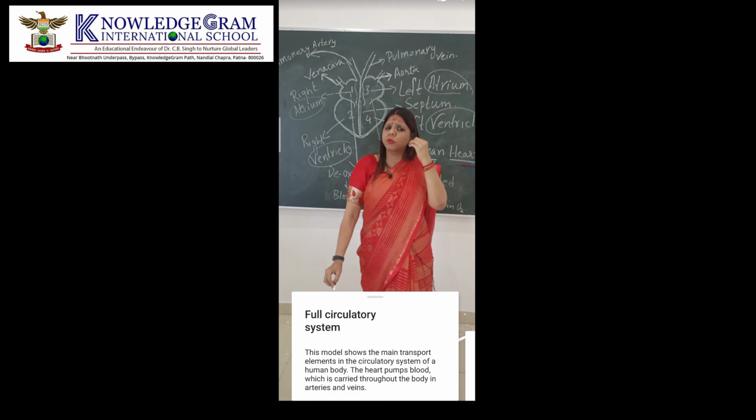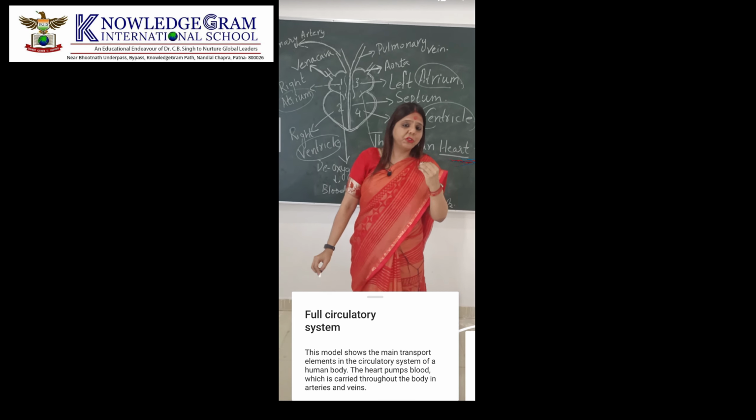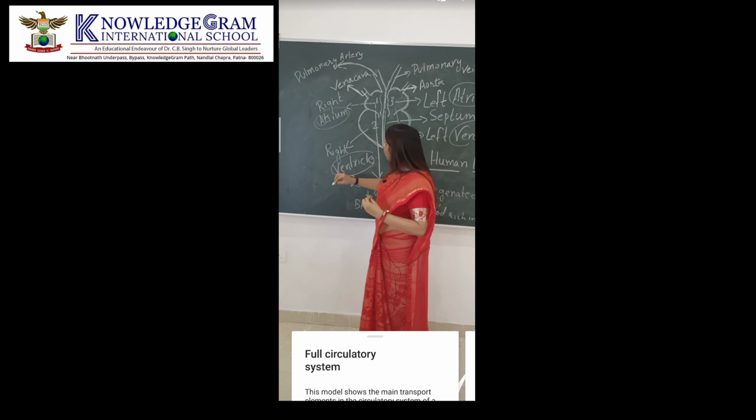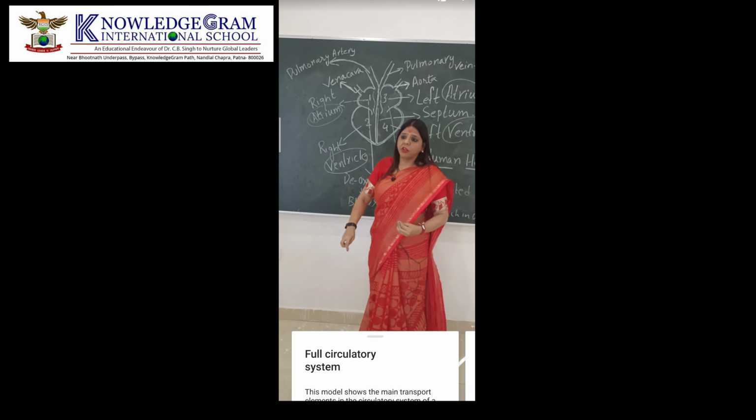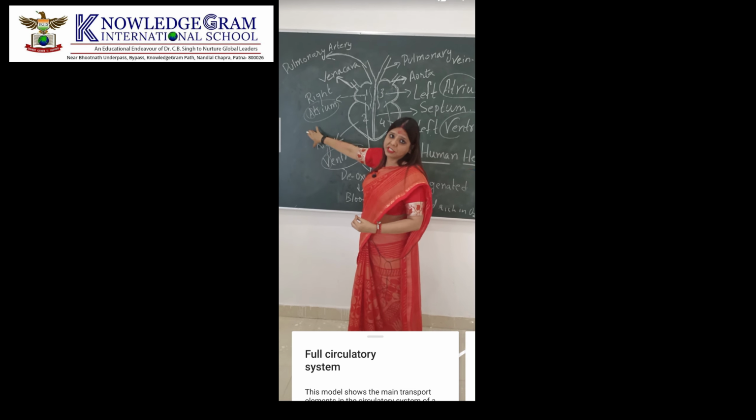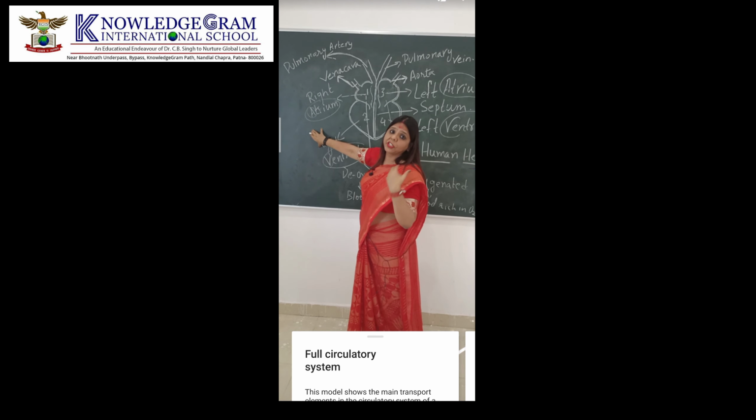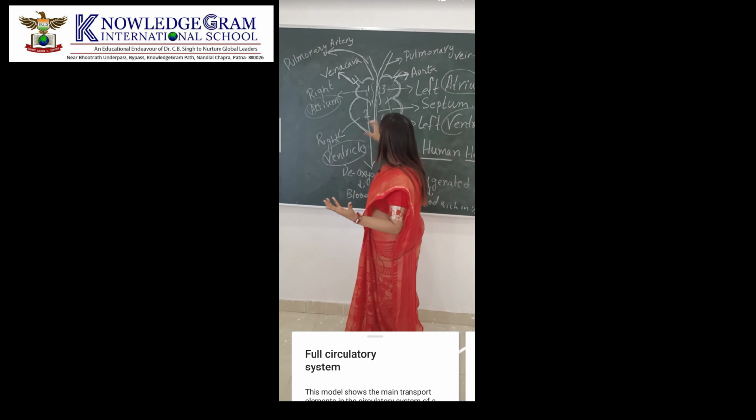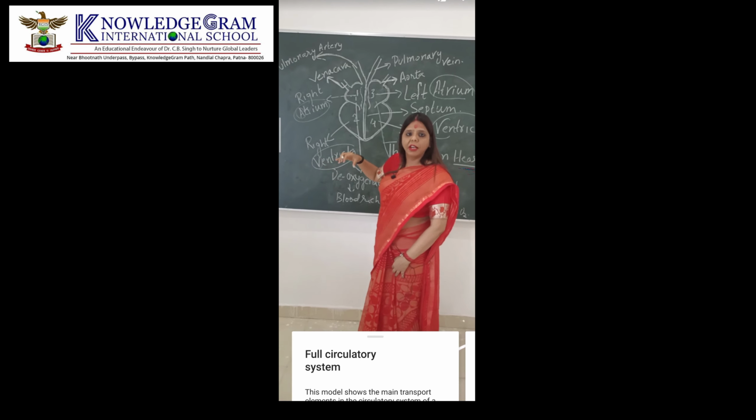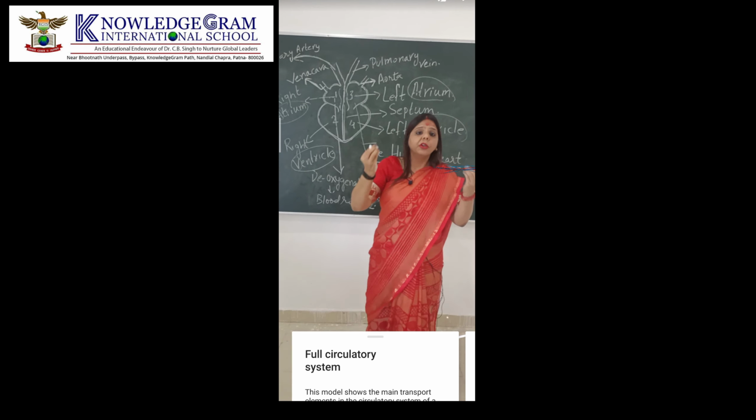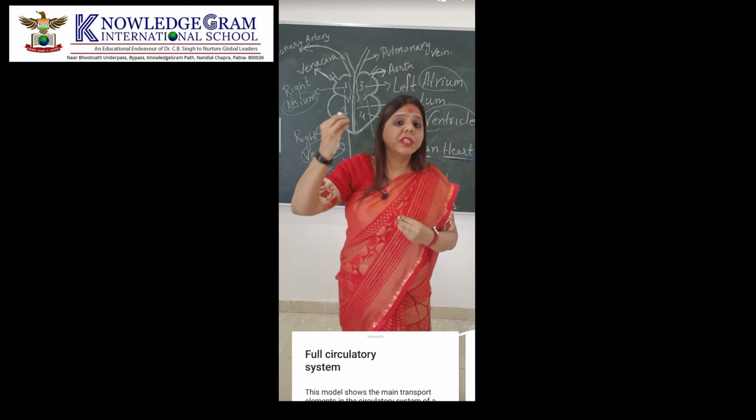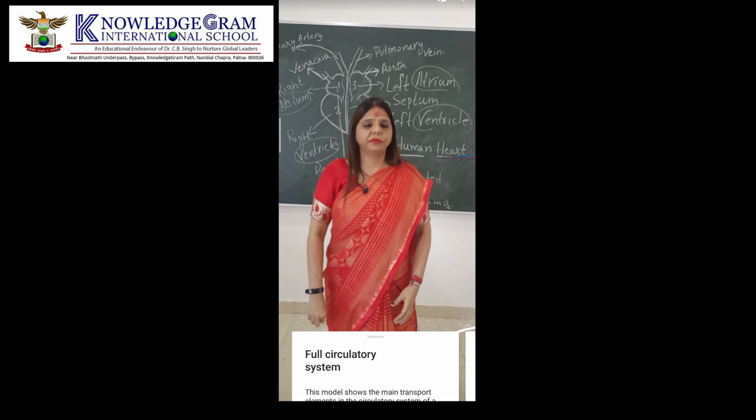So there is a small trick I am giving to you all. Alphabetically A comes first, then V comes later on. So the upper ones will be called atrium because it starts with A, the letter which comes in the beginning, and the lower ones will be called ventricle, the letter which comes later on. So this is a small trick which you can utilize to remember which are the atriums and which are the ventricles.